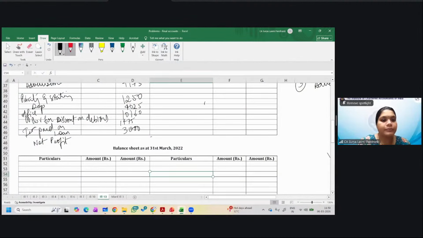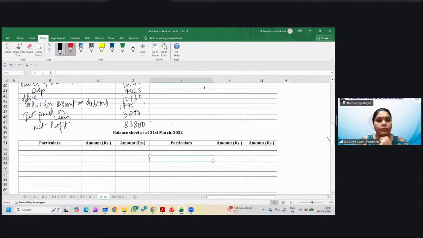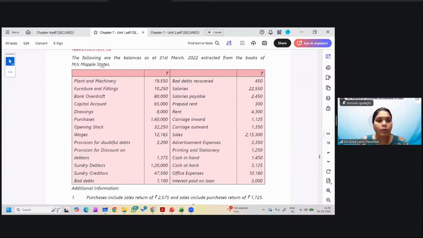83,800. Is that right? Net profit is 83,800. Is that right? I only got 2-3 answers, so I want others also to respond. 83,800 net profit. Did you all get it? Okay, done. Great. Now we will move to the balance sheet. With that, we can close this question.